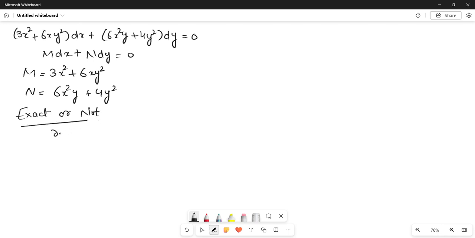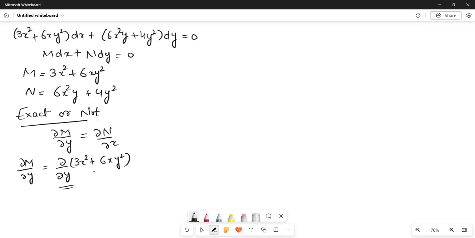So check the equation: we find del M by del y and del N by del x. Firstly, we will start with finding del M by del y. So del by del y of 3x squared plus 6xy squared. Now here it is a partial derivative. As we know, if the partial derivative is with respect to y, it means you will treat x as a constant. If it is a partial derivative with respect to x, you will treat y as a constant.